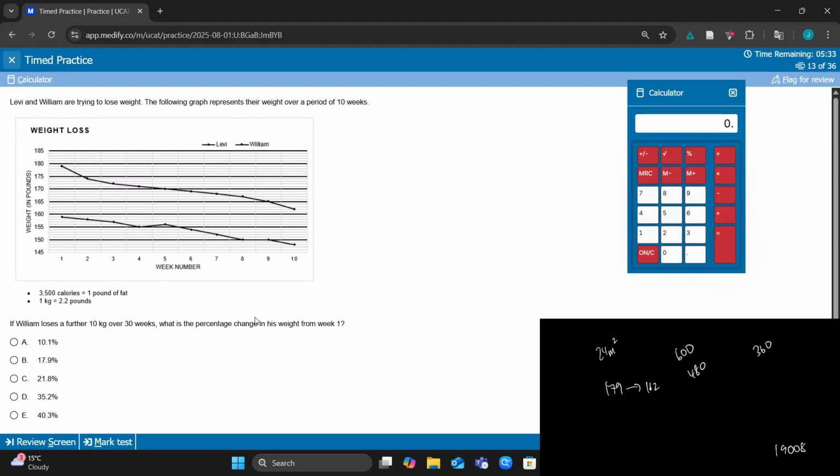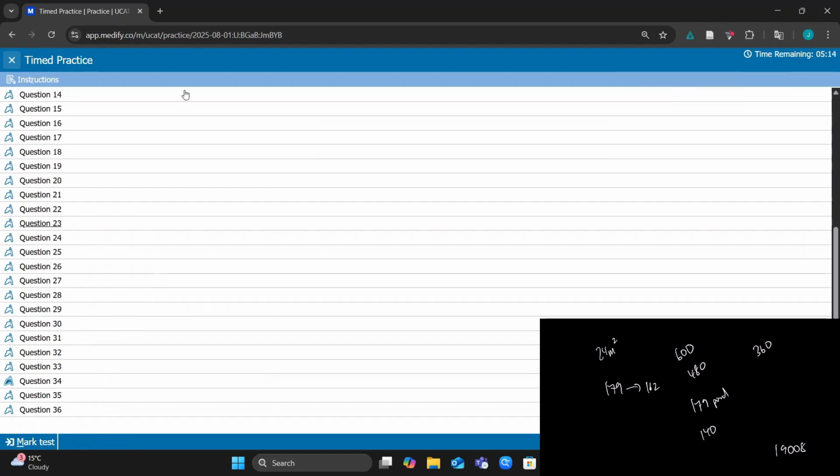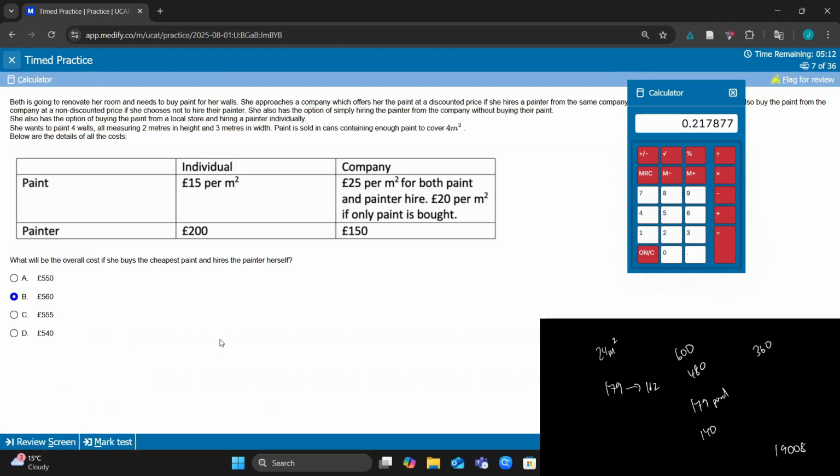If you lose a further 10 kg, what's the percentage change in his weight from week 1? So William is this guy up here. And so 179 pounds. He's on 162 right now. 162 minus 22 is 140. So what's his percentage change from week 1? It will be 39 divided by 179. 21.8%. Okay, so I think that one will be okay.